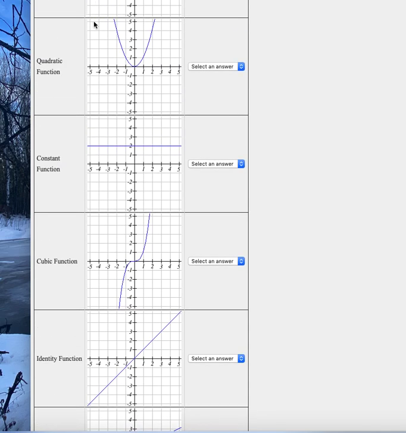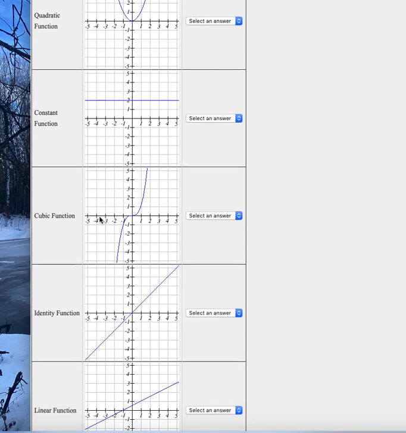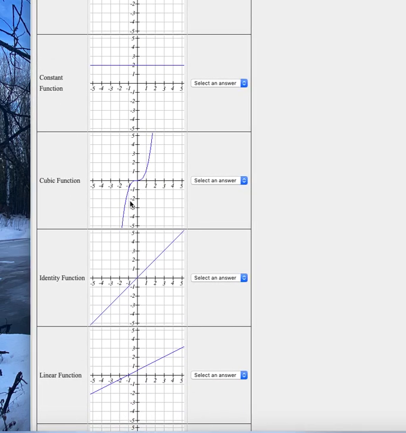So for an even function, if we just fold it across the y-axis, it should sit right on top of itself. For an odd function, again, there's that folding thing, but I think that one's easier to just look at and go, okay, it has (3, 3), so it has to have (-3, -3).